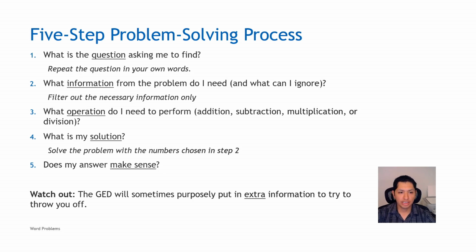Third step is, what operation do I need to perform? Addition, subtraction, multiplication, or division. What operation do I need to perform to get the final answer? Number 4 is, what is my solution? That is actually getting the answer, using the operation you chose in step 3 and the information from step 2. This is actually using math to solve the answer, solving the problem with the numbers chosen in step 2.